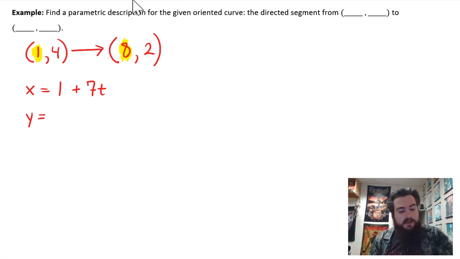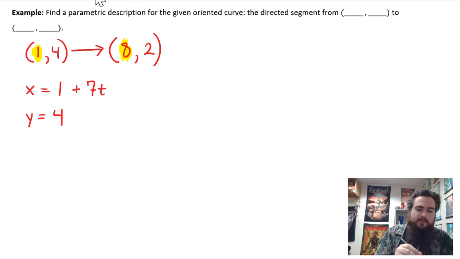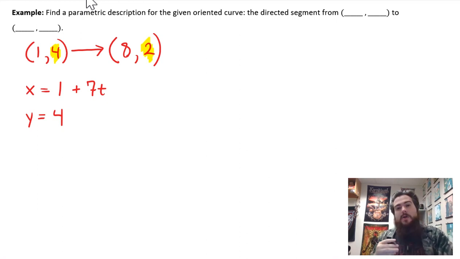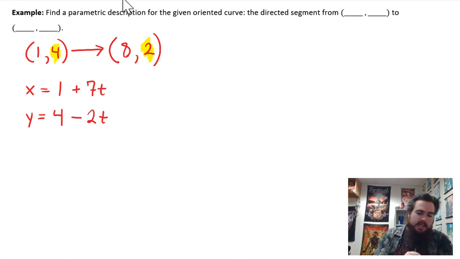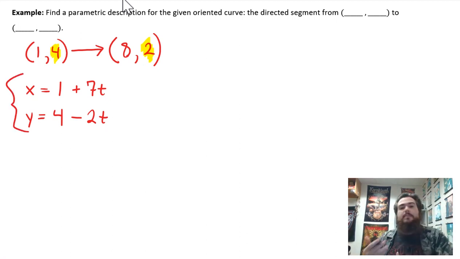I'll do the exact same thing for y. y starts at 4, which is my first y coordinate, and then I'm progressing to 2. That means I am now decreasing from 4 to 2. I am decreasing by 2 to get there. So 4 minus 2t will get me to my second y value. This is all I really need to make my set of equations, which is very similar to point-slope form.